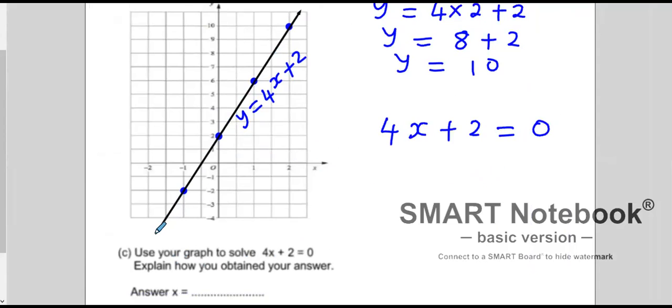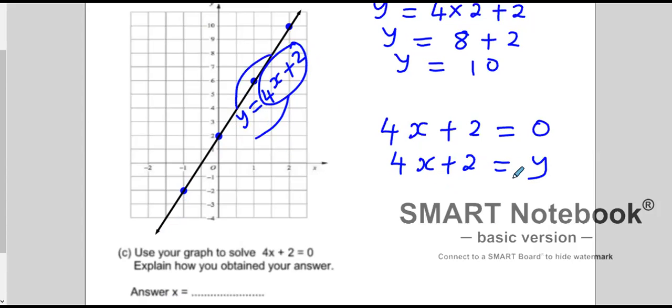We can see that this graph is of the equation y equals 4x plus 2. You can switch them around, and then the equation becomes 4x plus 2 equals y. Now, what does it imply? It means that y, in this case, equals 0. Can you see that? Y is equal to 0.